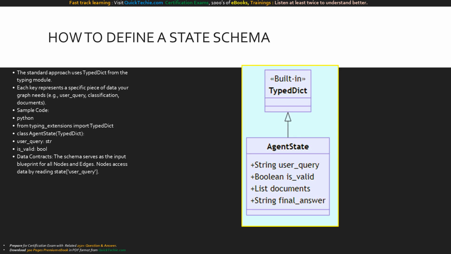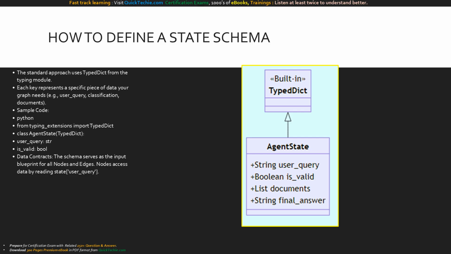How do we actually build this? The most common and Pythonic way to define a state schema in LangGraph is by subclassing TypedDict. You create a class, let's call it AgentState, and you define your keys and their expected types. For example, you might have a user query of type string and an isValid flag of type Boolean. This schema acts as an ironclad data contract for your graph.